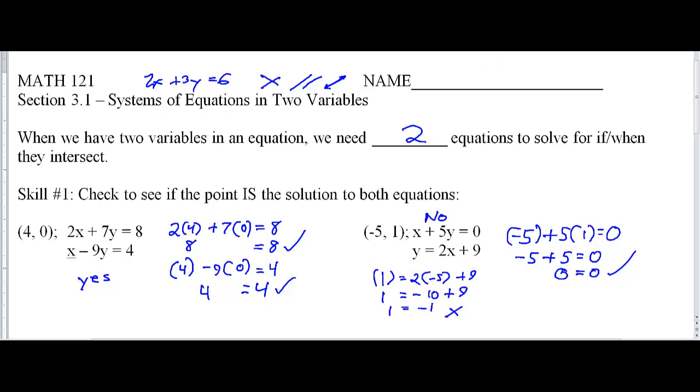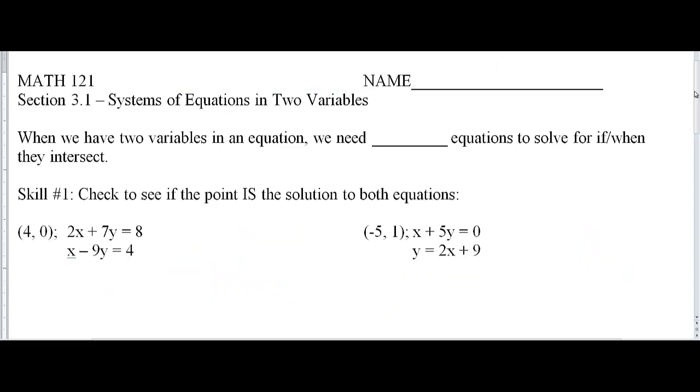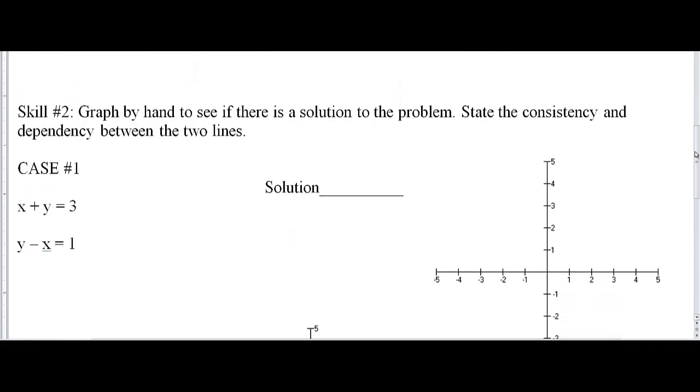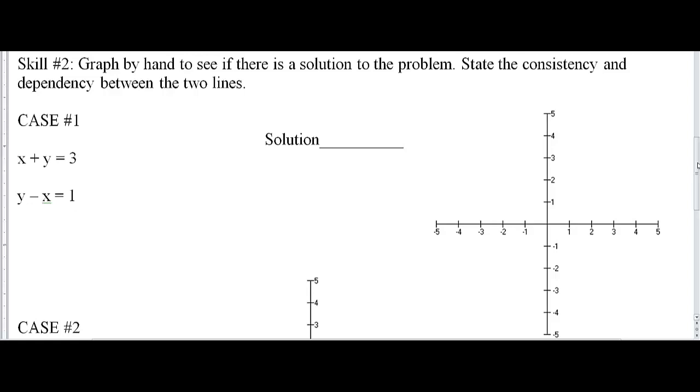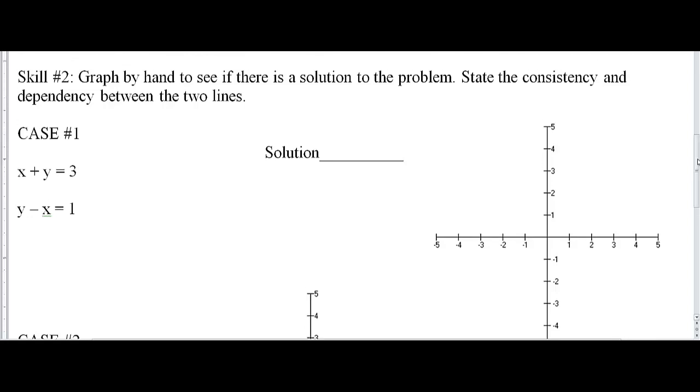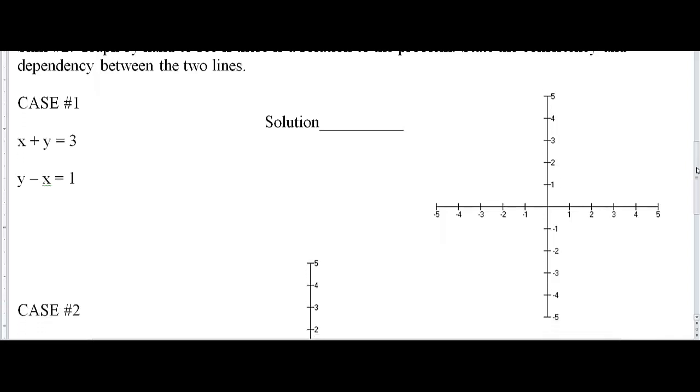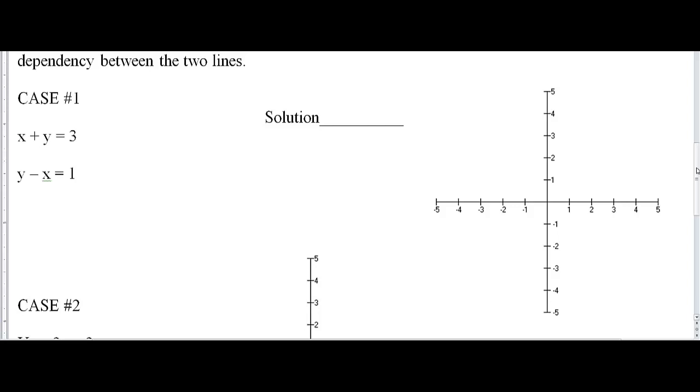Alright, after you get done with that first part of your homework, the next part is going to be to see how things go when you graph. Now, we're going to graph by hand to see if there is a solution to these problems. And we're going to talk about consistency and dependency, which are two vocabulary words that you're going to see a lot in this section. So the first thing I'm going to do is evaluate which may be the easiest way to graph these lines. I've got two methods to graph. I can either graph using the slope-intercept form, or I can graph using intercepts.